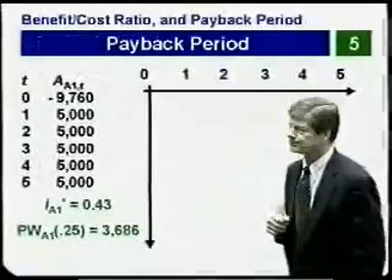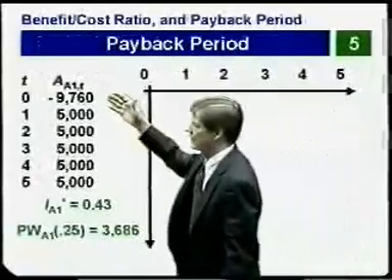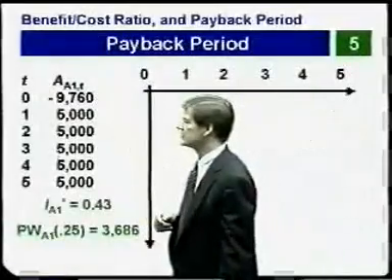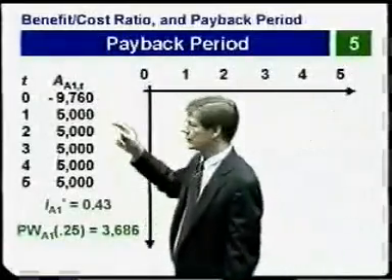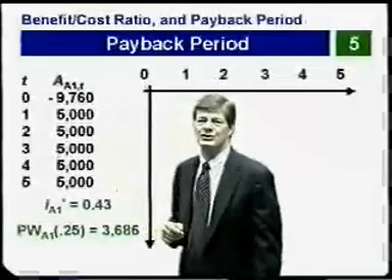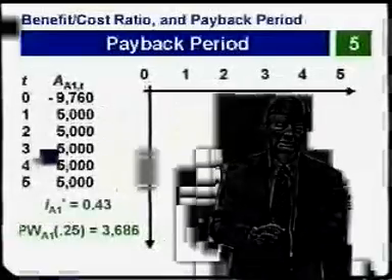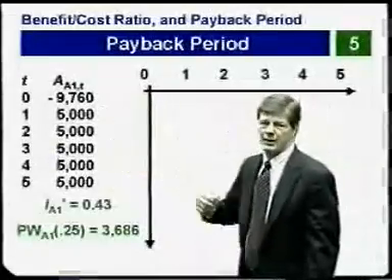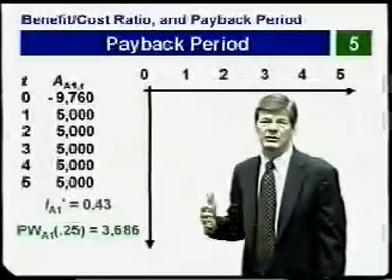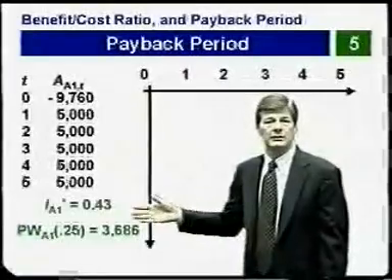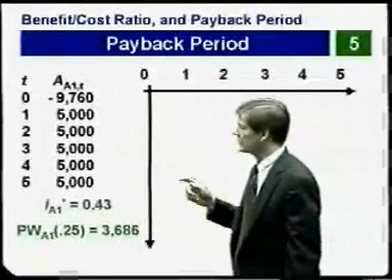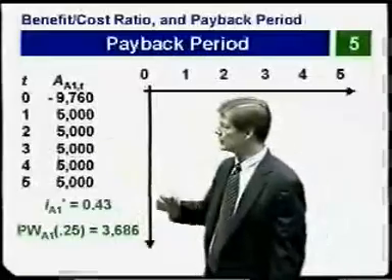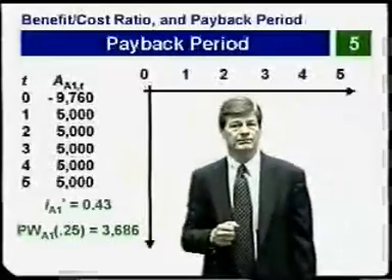Let's take an example. Let's assume we have an opportunity A1. It calls for an investment of $9,760 for which we will receive revenues of $5,000 each year for the next 5 years. I'd like to make a decision as to the economic attractiveness of that opportunity. I can use any of the decision criteria we've talked about. Here I've shown two. I've calculated its internal rate of return. The internal rate of return on this opportunity is 43% per year.